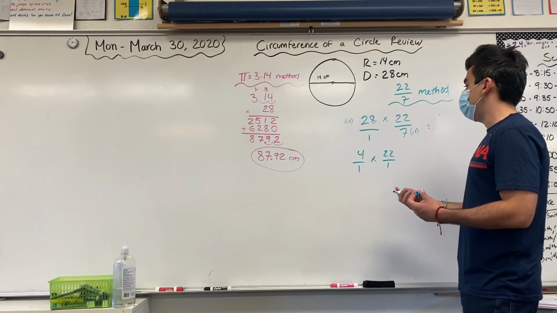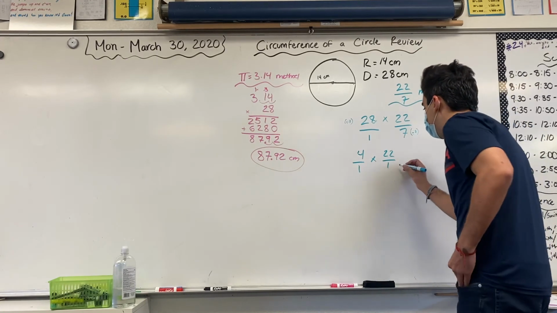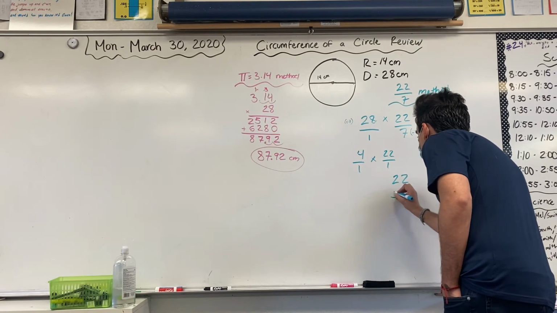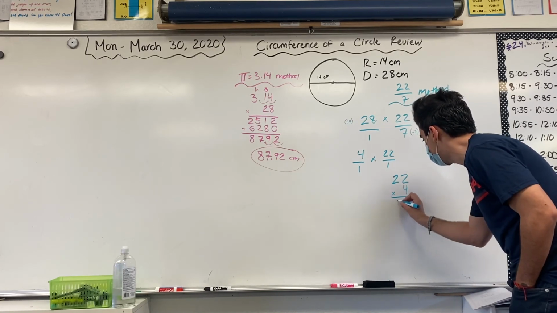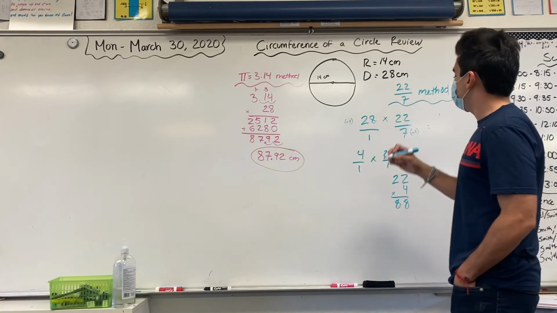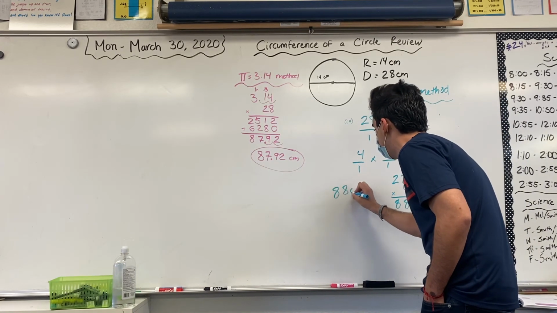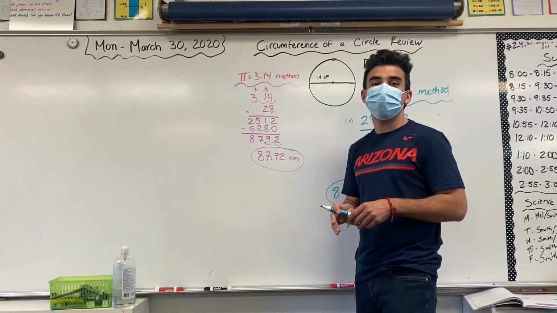Now that's pretty easy. All you're doing now is just straight multiplying across. So let's go ahead and do that. So now I have 22 multiplied by 4. Multiplication algorithm. 4 times 2 is 8, and 4 times 2 again is 8. And with the 22 over 7 method, I get approximately 88 centimeters. And that's how you find the circumference of a circle.